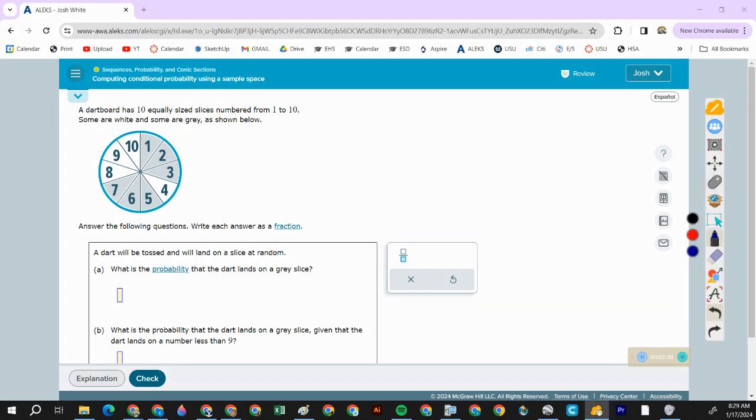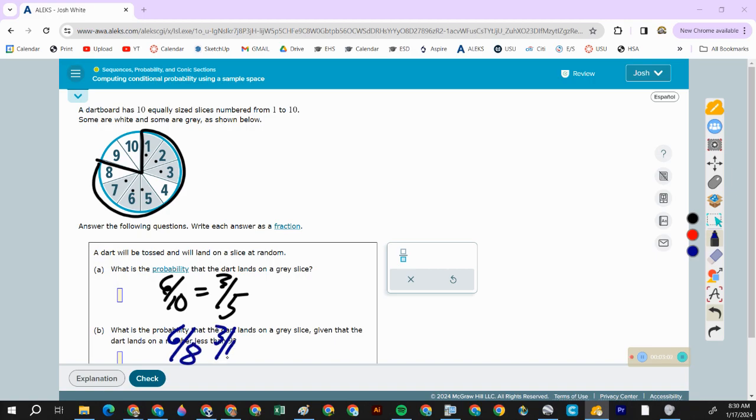Okay. What is the probability that the dart lands on gray? So there are 10 spots. 1, 2, 3, 4, 5, 6 of them are gray. So 6 out of 10, or 3/5. What is the probability that the dart lands on a gray slice given that the dart lands on a number that is less than 9? So I'm only allowed to look at those. And there are 6 grays and 8 total spaces, so 6 out of 8, or 3/4.